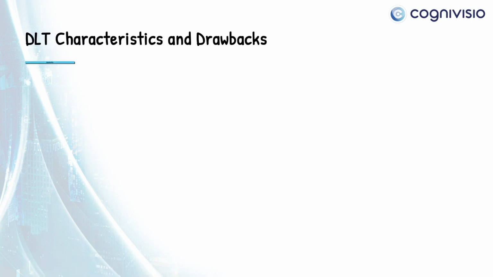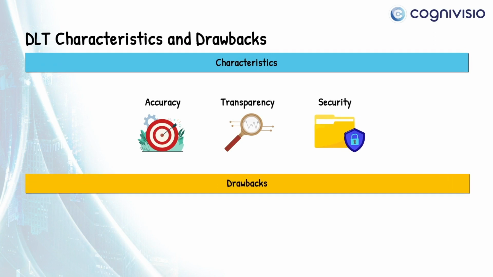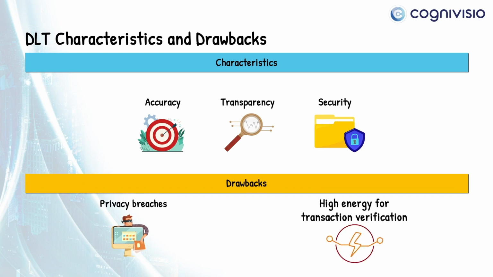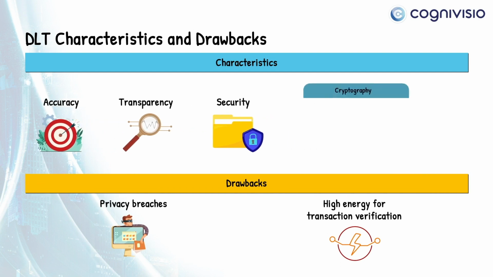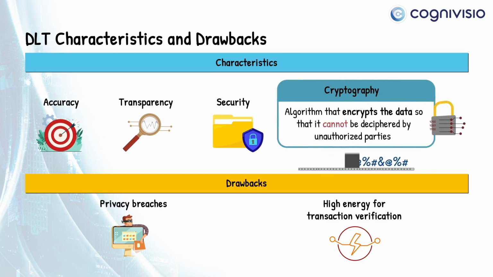A DLT is characterized by its accuracy, transparency, and security. However, some of its shortfalls include possible privacy breaches and the need for a lot of electronic power or energy to verify the transactions. To ensure security and data protection, DLT relies on cryptography, which is an algorithm that encrypts the data so that it cannot be deciphered by unauthorized parties.